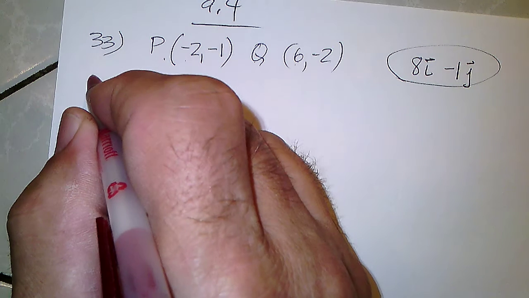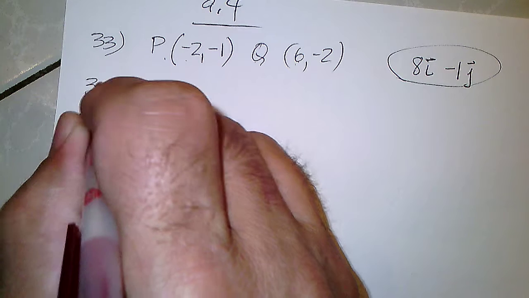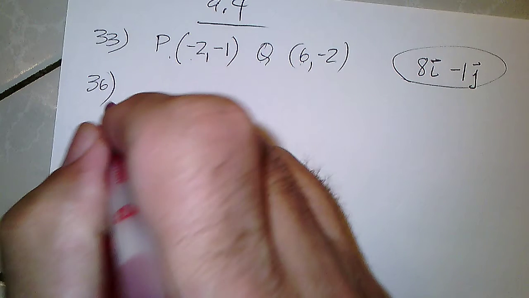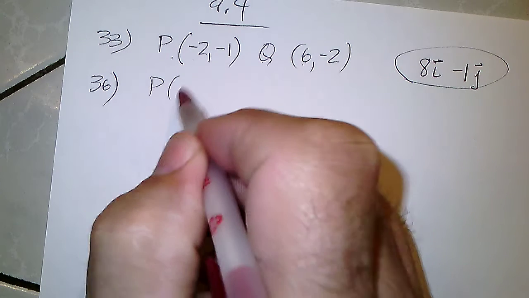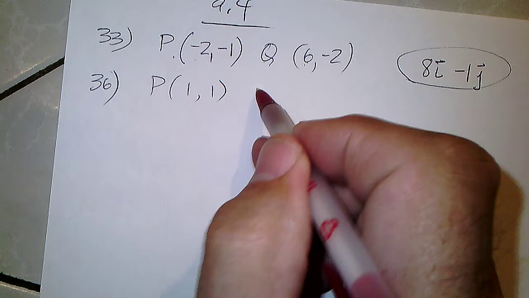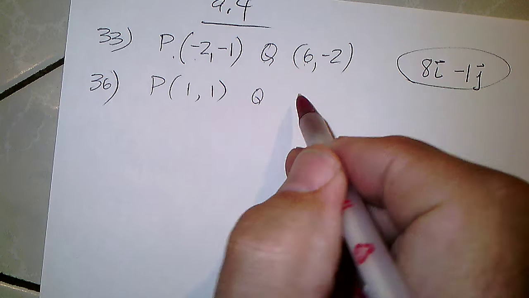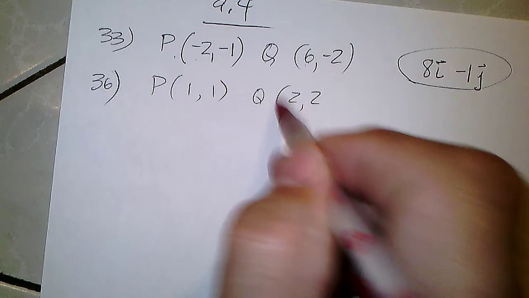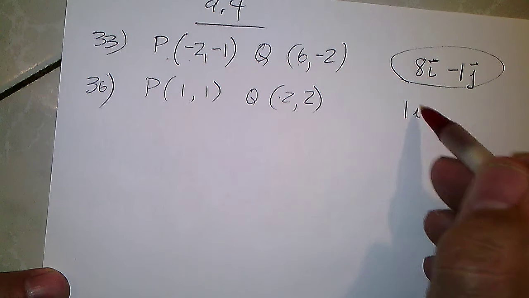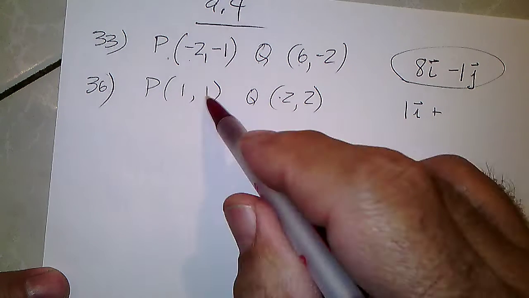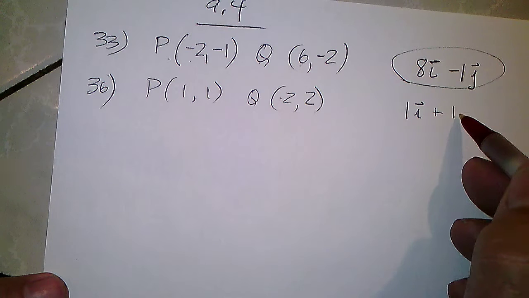Next one is 36. And 36 says do the same thing here. P this time is 1, 1, and Q is 2, 2. So this vector goes from 1 to 2, so that's 1 in the I, plus, and from 1 to 2, that's 1 in the J.